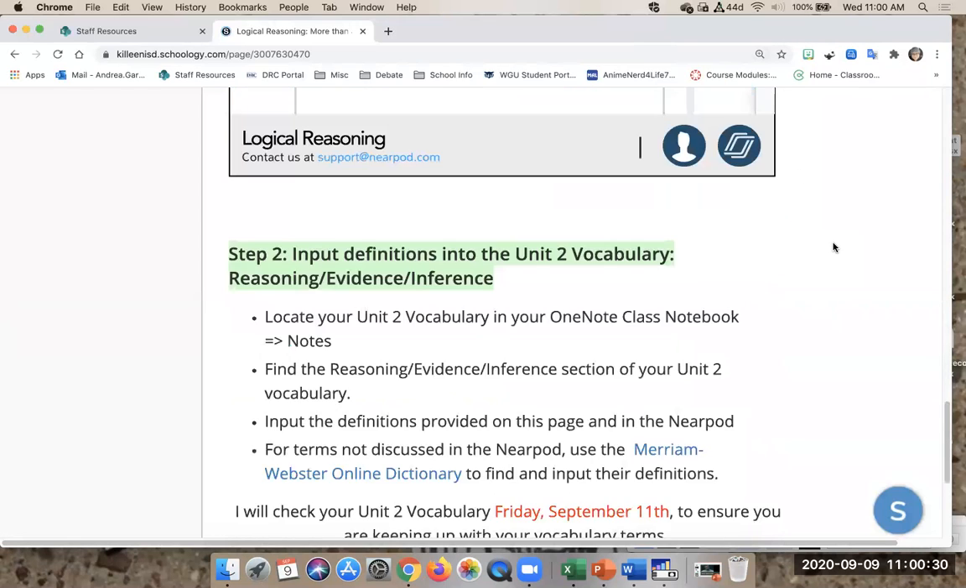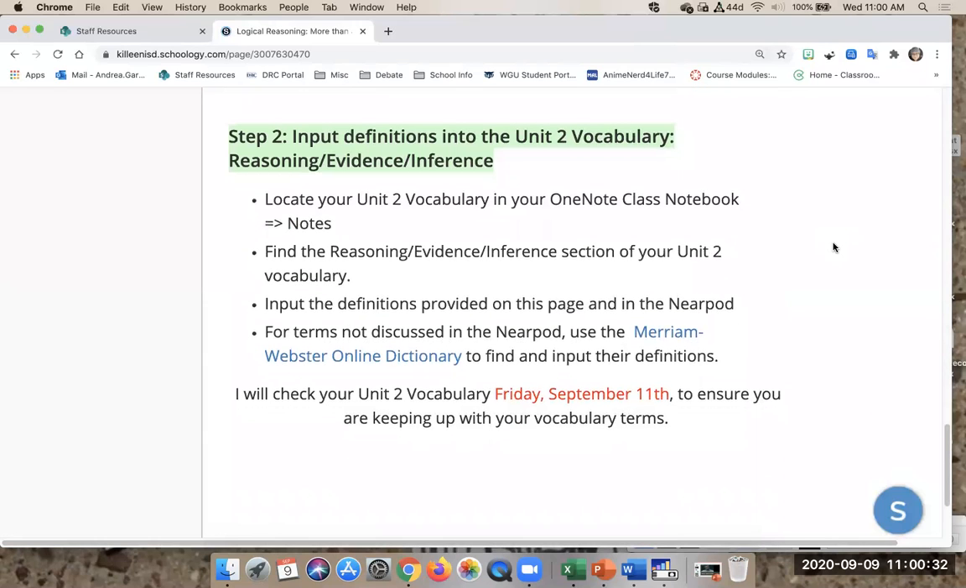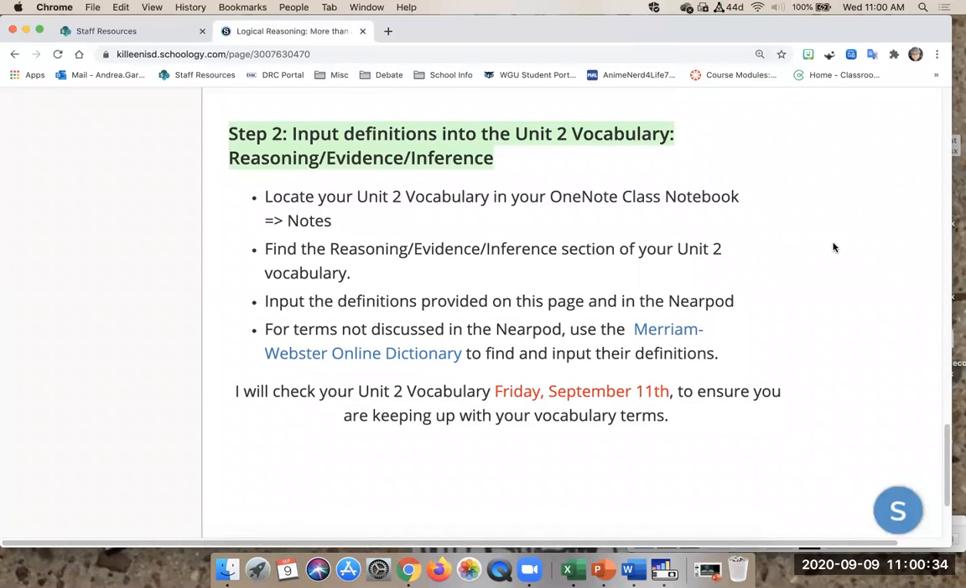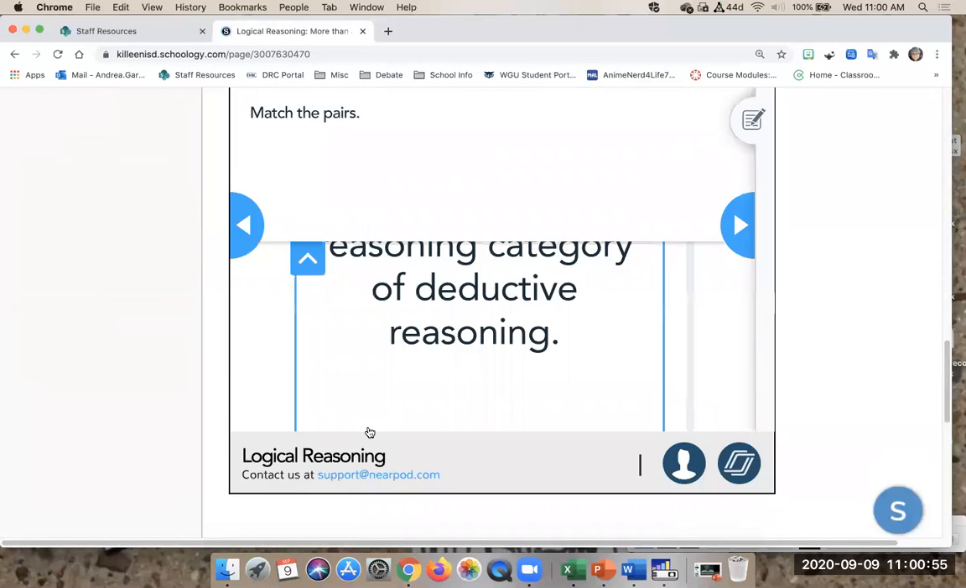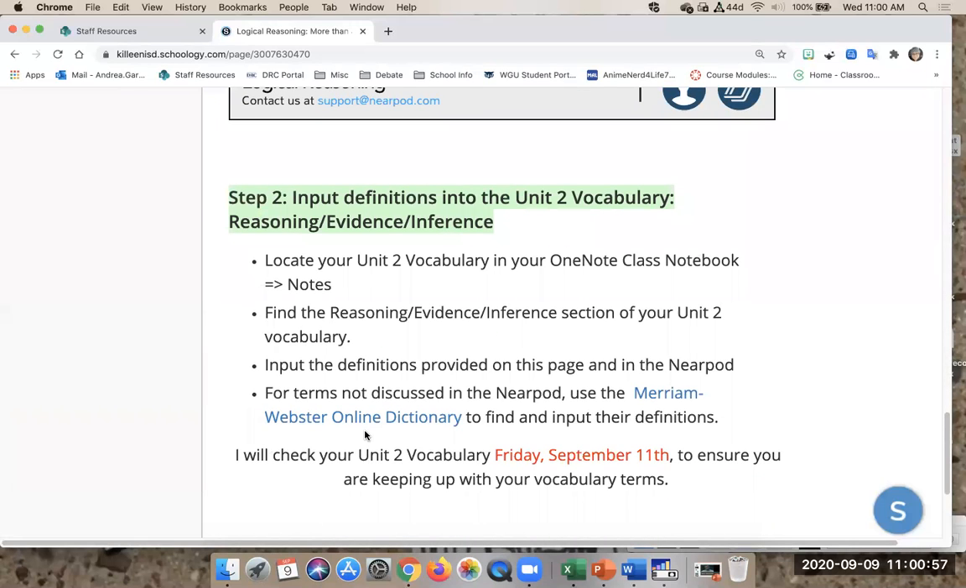So now that you know all of that, here's your actual assignment for the day. Outside of the Nearpod, you do need to go to your Unit 2 vocabulary. You need to find the section that says reasoning, evidence, and inference. And then you are going to use the definitions that were provided up here. And Ms. Garcia is nice, so she highlights them. Put the definitions from here and also in the Nearpod into your notebook. It is due on Friday by 11:59, and I'm going to be checking it. You have to complete the whole section.